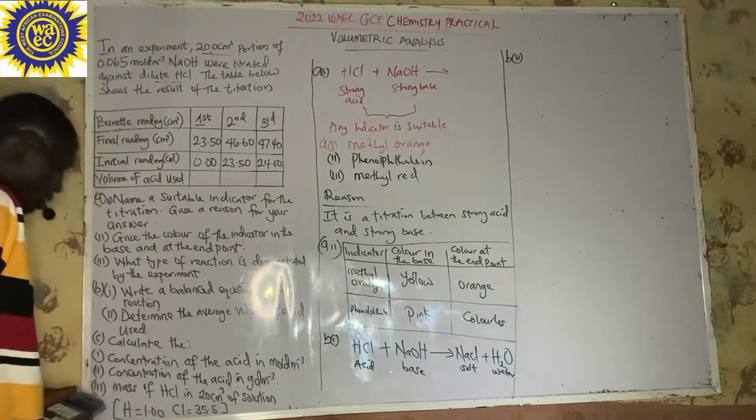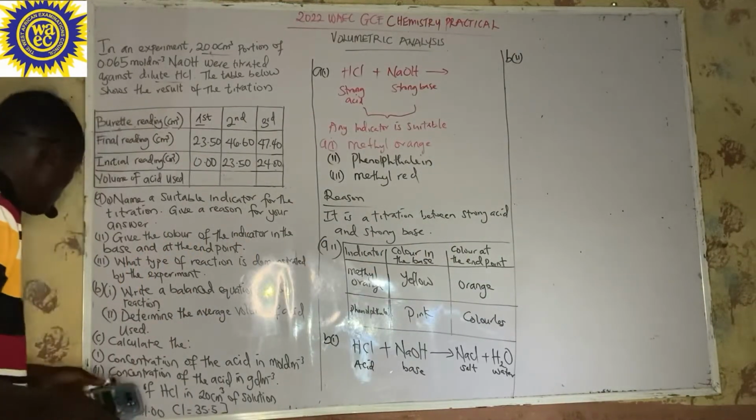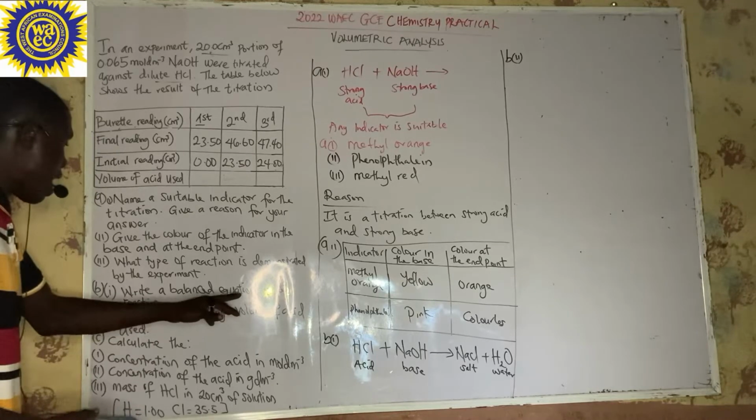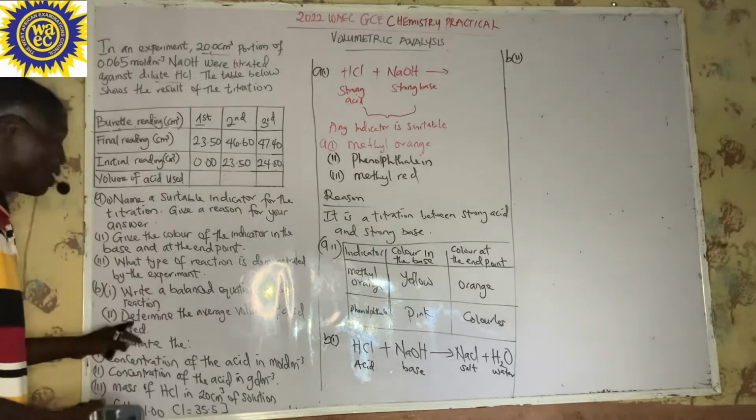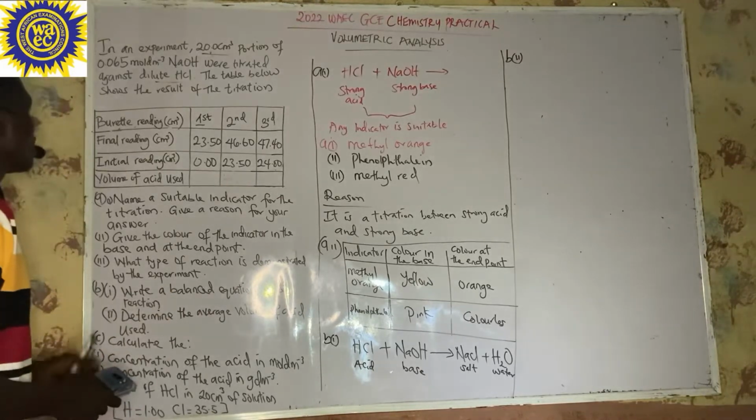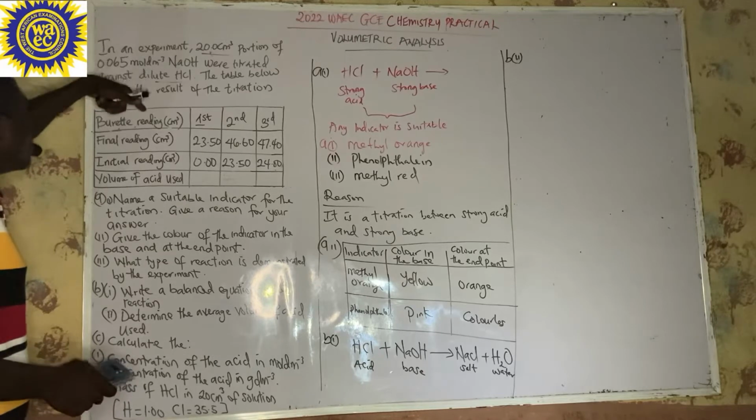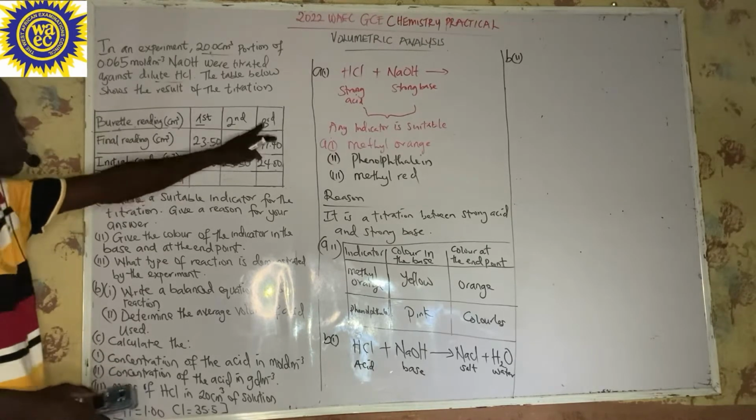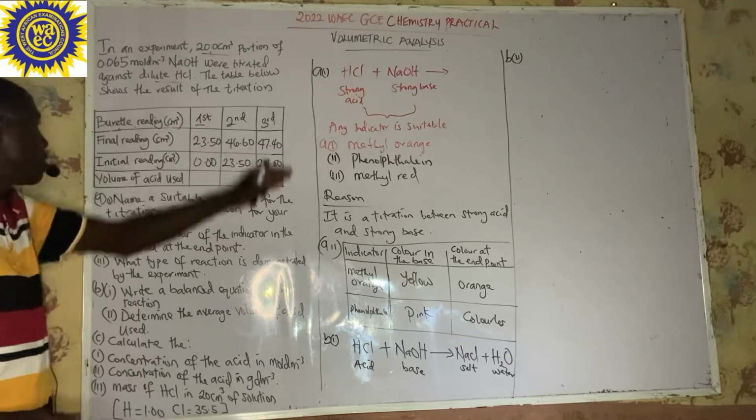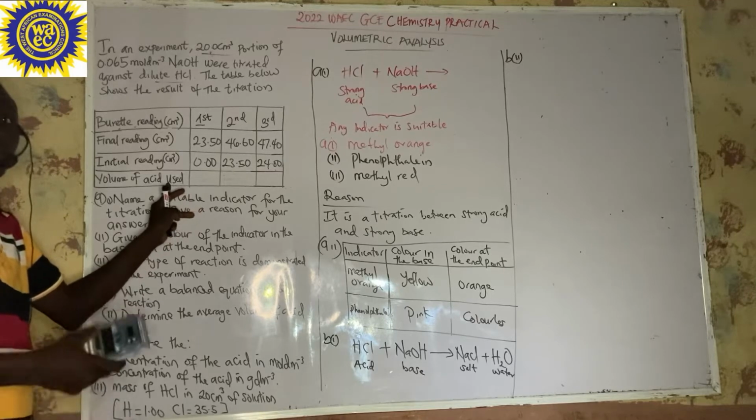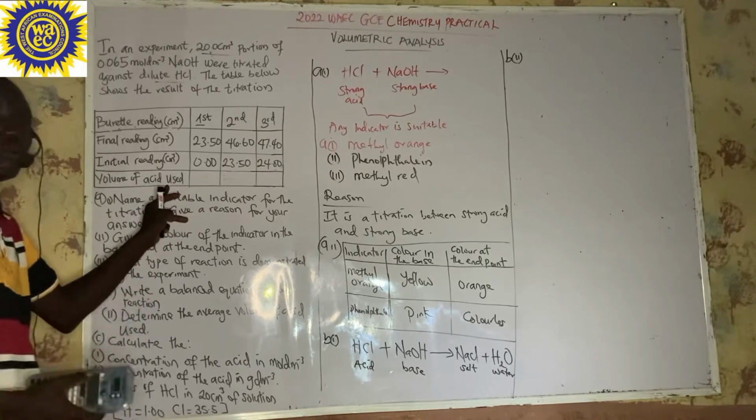Here we have to determine the value of the average volume of acid used. Going back to the table, we are given the burette readings in centimeter cube: the first titre, the second titre, the third titre. The first thing is to calculate the volume of acid used first, then from that you can obtain your average volume of acid.